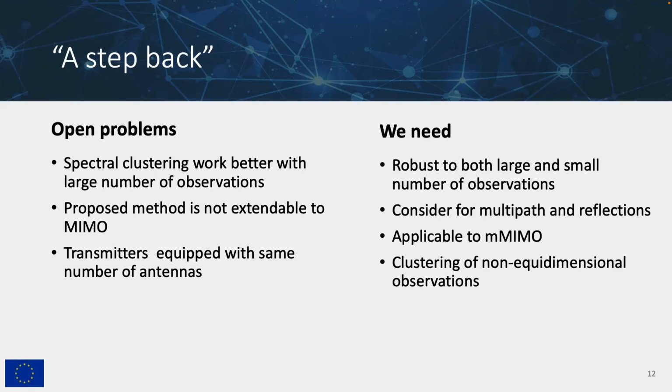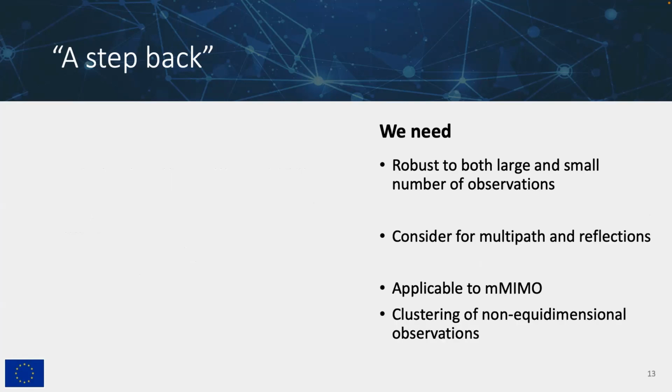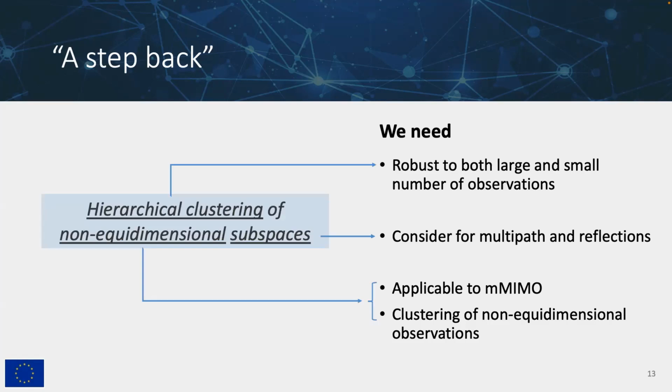What we need is a robust classification scheme that's capable of working with both large and small numbers of observations, that considers multipaths, that is applicable in MIMO, as Andrea was saying, and that's capable of clustering users with different sets of antennas. What we propose is a hierarchical clustering mechanism, because with hierarchical clustering you could work with a large or a small number of observations, because you're basically doing pairwise comparisons. Then we can apply it for massive MIMO, and for subspaces because you can apply it for multipath.